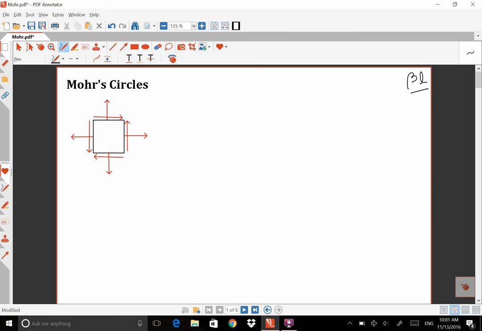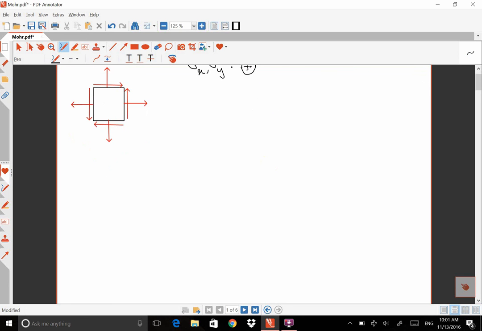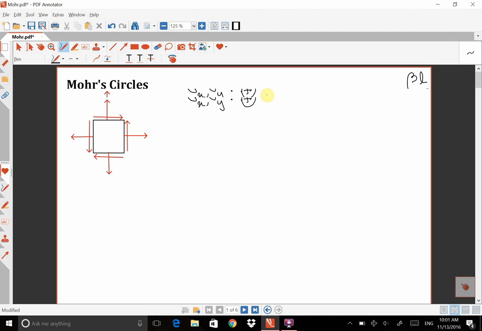For example, for normal stresses like sigma x, sigma y, these stresses are positive when the normal stresses are in tension. Okay, so I'm going to say positive in tension, and negative in compression.